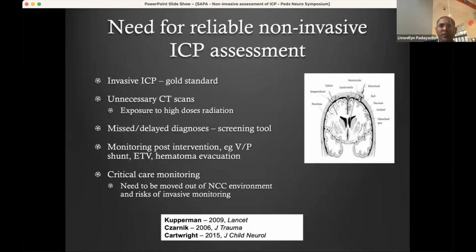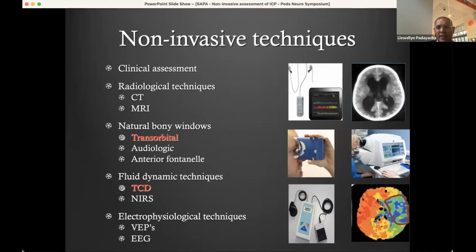So this need for a non-invasive technique to assess ICP, I think, is fundamental. You don't want to subject kids to an invasive procedure where you can avoid it. Unnecessary CT scans come with high doses of radiation. You want a good screening tool and something that you can monitor post-intervention. So the need is pretty clear. This is a summary of the types of non-invasive techniques. I've shown clinical assessment, radiological techniques. I'll touch on just one or two of the more promising techniques outside of those.